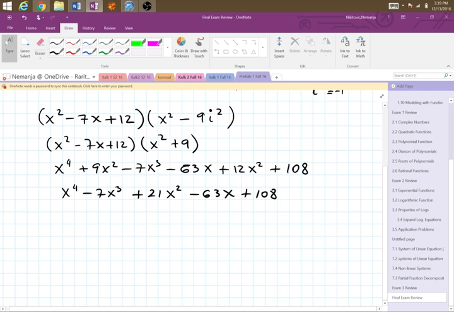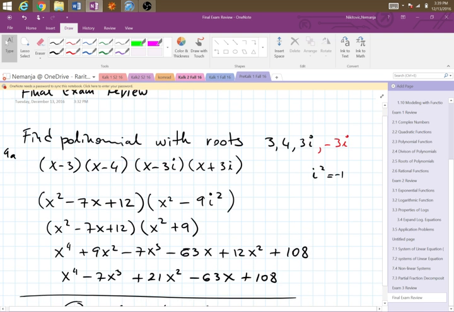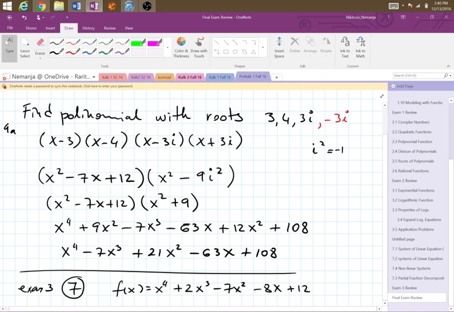Finding zeros, one from exam 3. Exam 3, problem number 7, said f of x is equal to x to the fourth plus 2x cubed minus 7x squared minus 8x plus 12. Guys, the way I create these problems is exactly the way of the previous problem. I say I want roots to be 1, 2, 5, and 9, and I just create factors and multiply them, and I give you the polynomial. Then you have to break it apart.